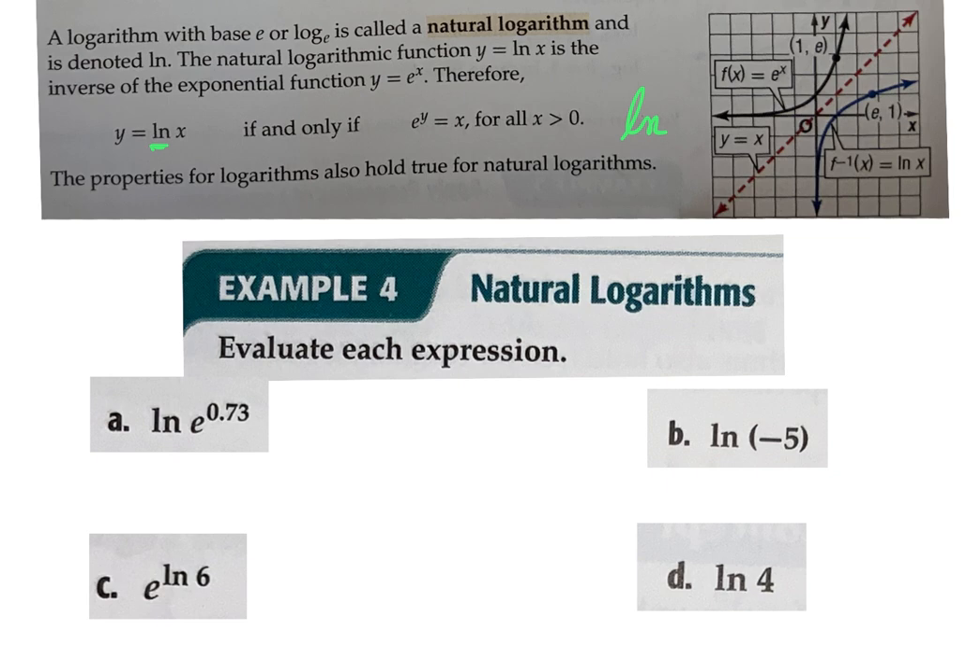So if you see your natural log butted up next to an e, those are going to cancel each other out. And you're just going to have your exponent there. Once again, natural log is a number, so you cannot have the natural log of -5.